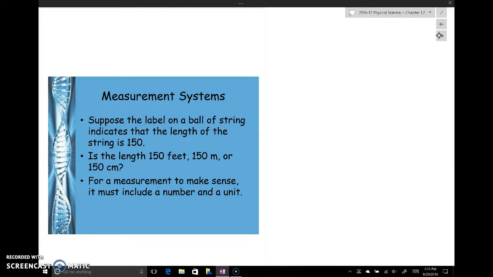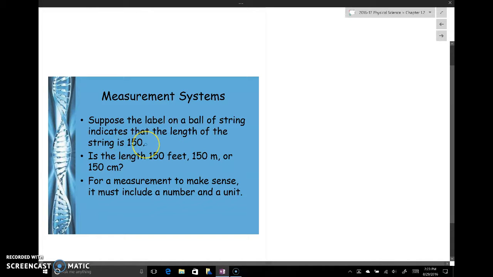The other thing is that we actually need units. Let's say that you label a length of string just 150. Your friend or someone else might not know if that means that the string is 150 feet or 150 meters, which is over 3 times as long, or 150 centimeters, which isn't going to be very long at all.